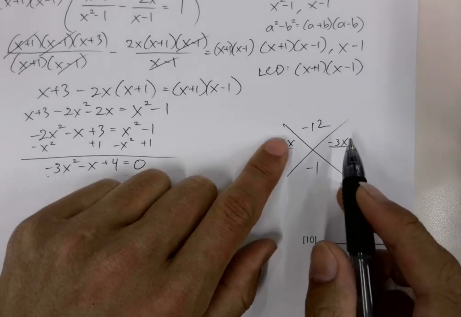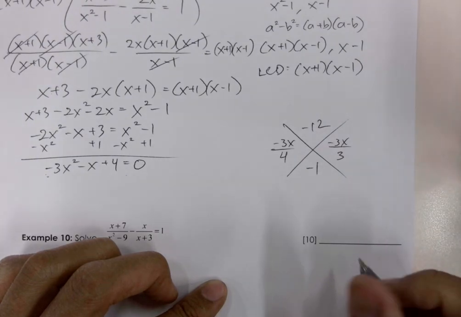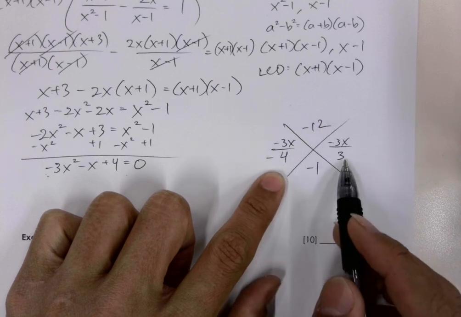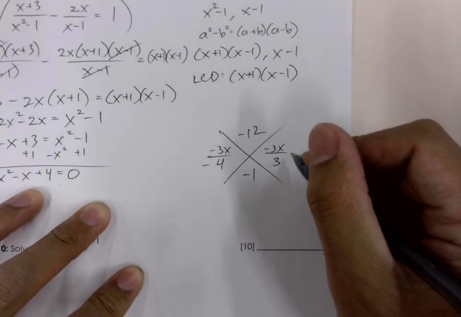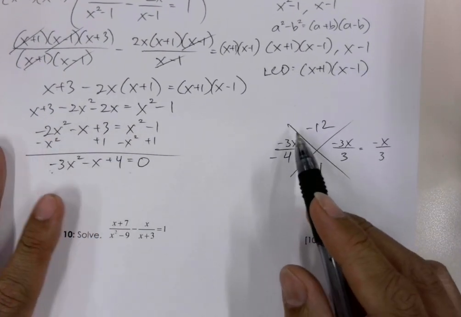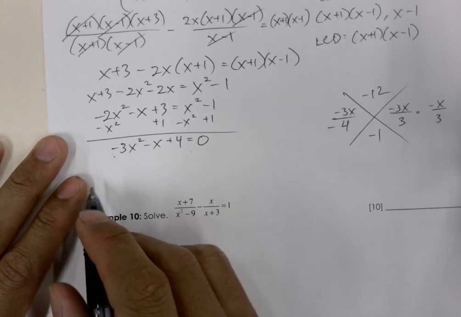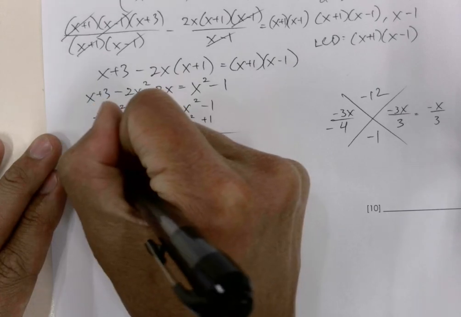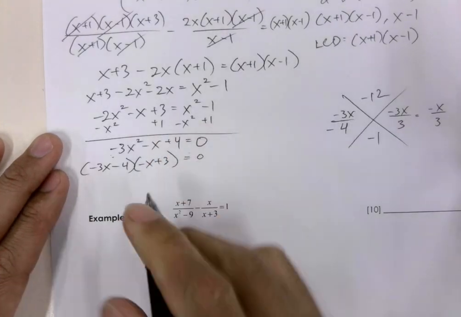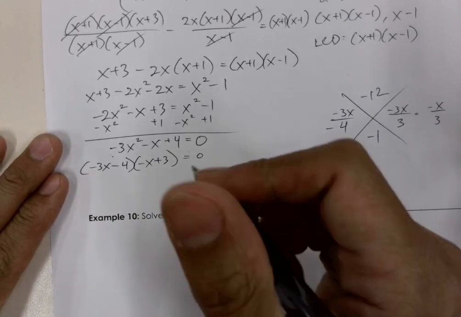Alright, now what two numbers multiply to negative 12 and add up to negative 1? That's going to be 4 and 3. The 4 is going to be negative, right? Negative 4 and positive 3 multiply to negative 12 and add to negative 1. This fraction over here can reduce to negative x over 3, and now we have our factors right here and here. Okay, so let's rewrite as our factors. It's going to be parentheses negative 3x minus 4, negative x plus 3 is equal to 0. And now we can set both of our factors equal to 0 and solve for x.